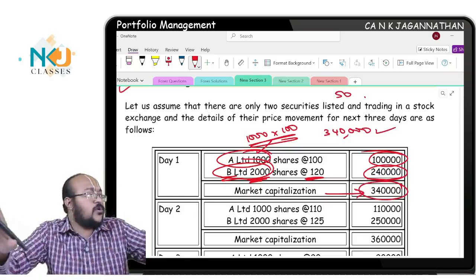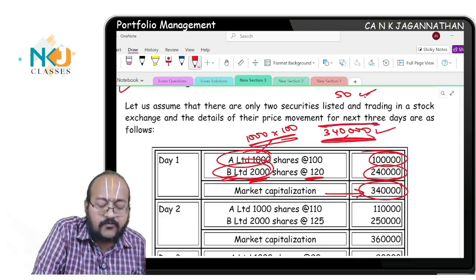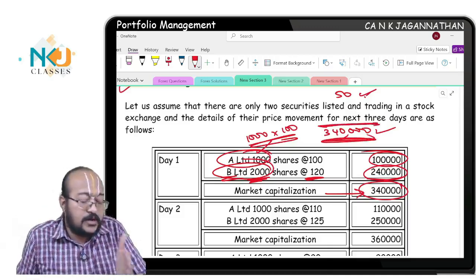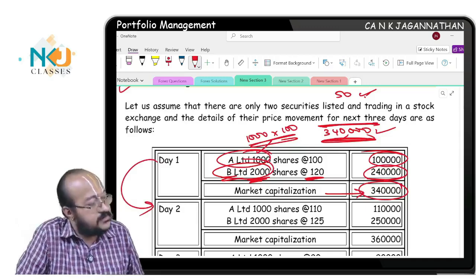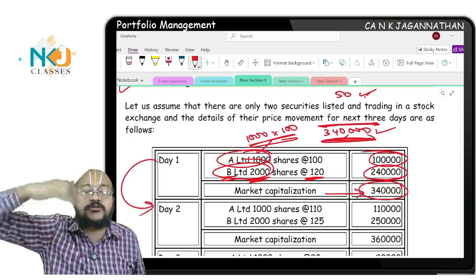I calculate the total market capitalization of each and every stock, 50 stocks in total. That will be my total market capitalization as of today. Agreed? Now what happens on Day 2? The index will change. Yes, the index will also change. Index points keep fluctuating every day, jumping up and down.